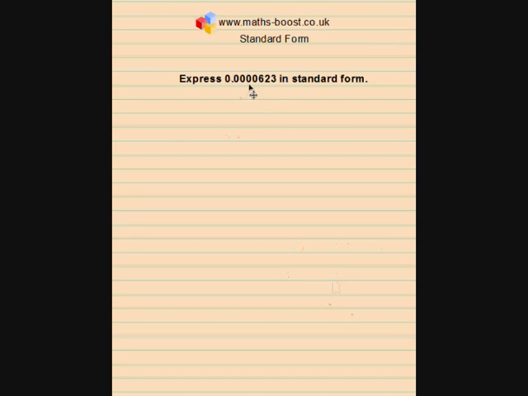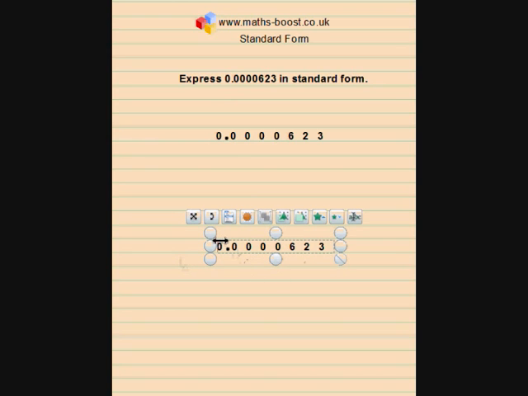Here's another number. We can see this is a small number, 0.0000623 in standard form. So just make a mental note: is this a big number or a small number? Well, this is going to be a small number. I'm going to write it out here in a nice convenient form. We can see the nice thing here is we've already had to take account of our decimal point. But again, we need it to be a number between 1 and 10. So I'm just going to write it out here so we can see what's going to happen.